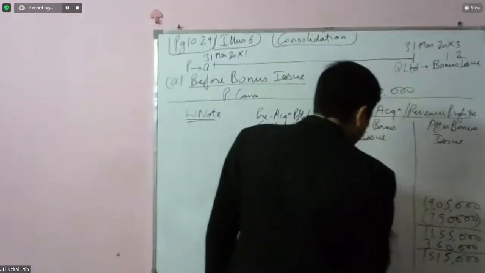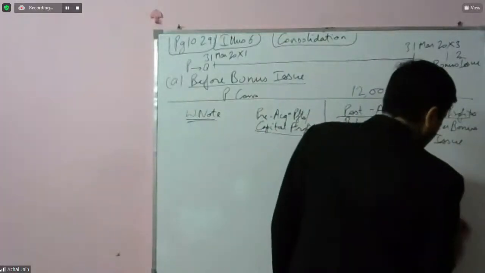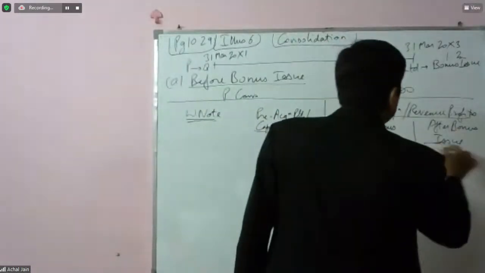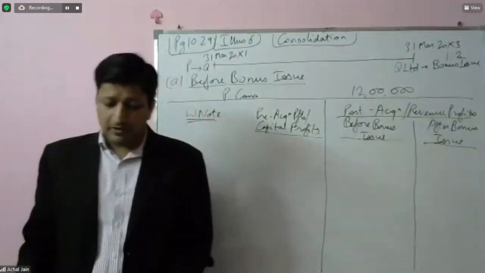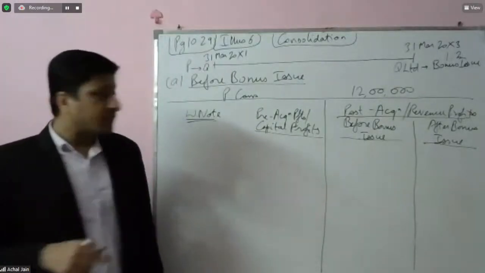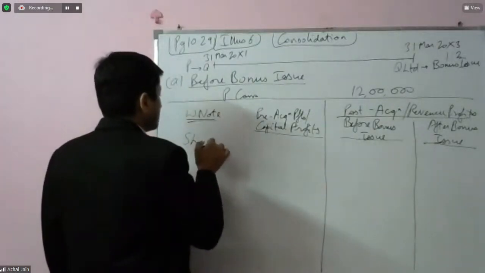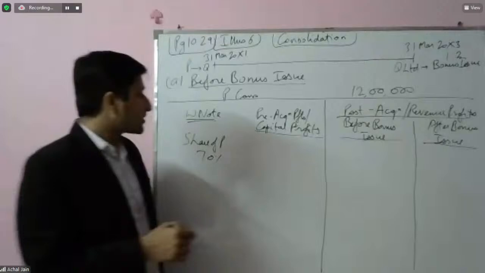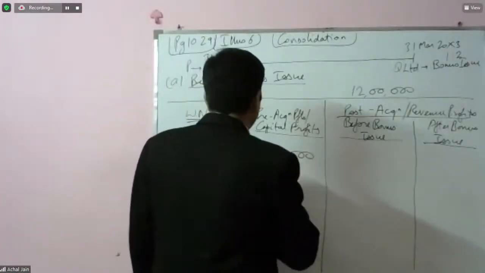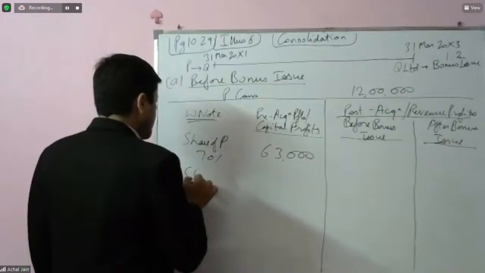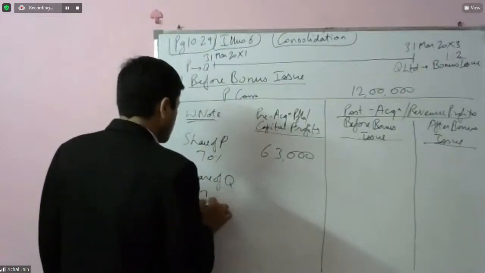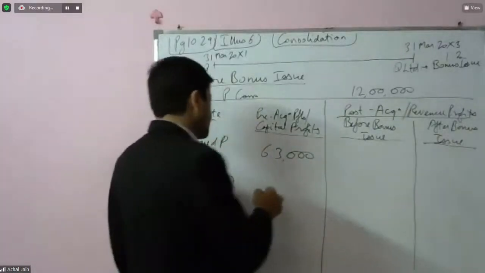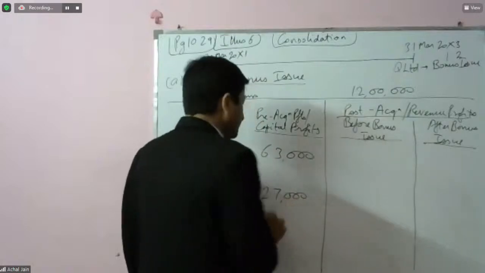Okay, so now I'm just simply bifurcating all of these amounts. Start sharing your workings of goodwill quickly. Okay, so now share of P. Share of P means 70% of 90,000. 63. And share of Q. 30% of 90,000. 27.